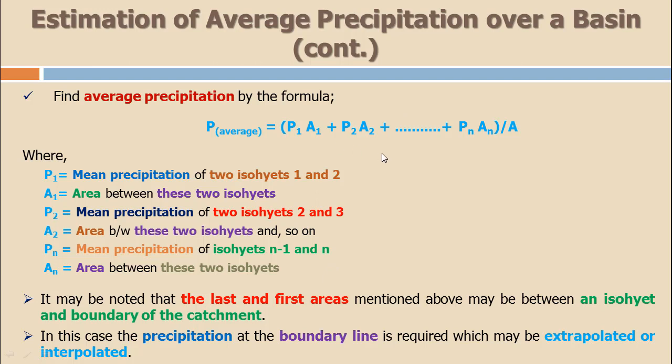And all the areas, A1, A2, A3, A4 up to An, represent the area between these isohyetes, and capital A in the denominator represents the total area of the catchment.